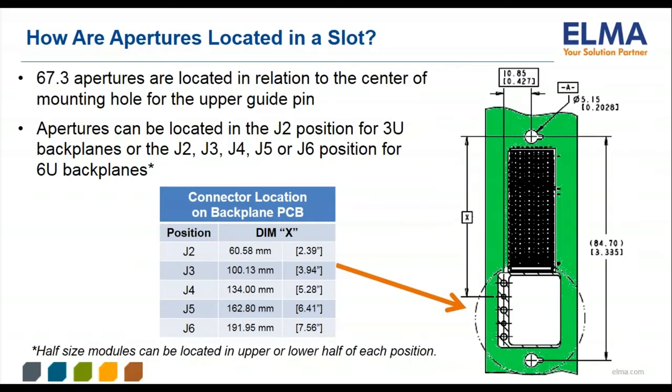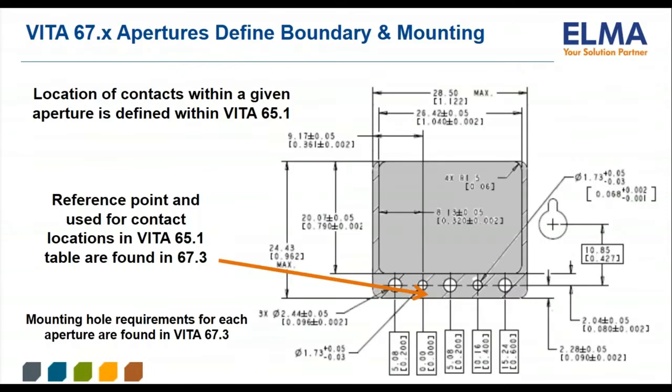Similar location charts can be found for the necessary aperture locations in VITA 67.1, 67.2, 66.1, 66.4, and in the draft for VITA 66.5. VITA 67.3 defines the required mounting holes for each size aperture. The reference point and cutout dimensions are given for each aperture size.